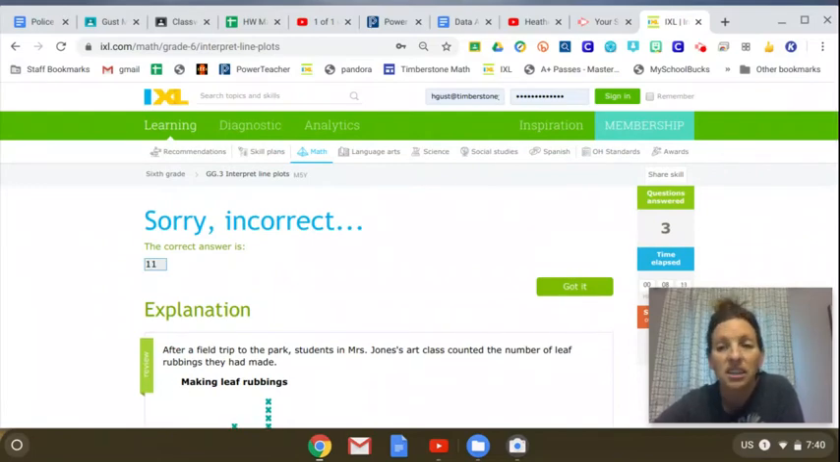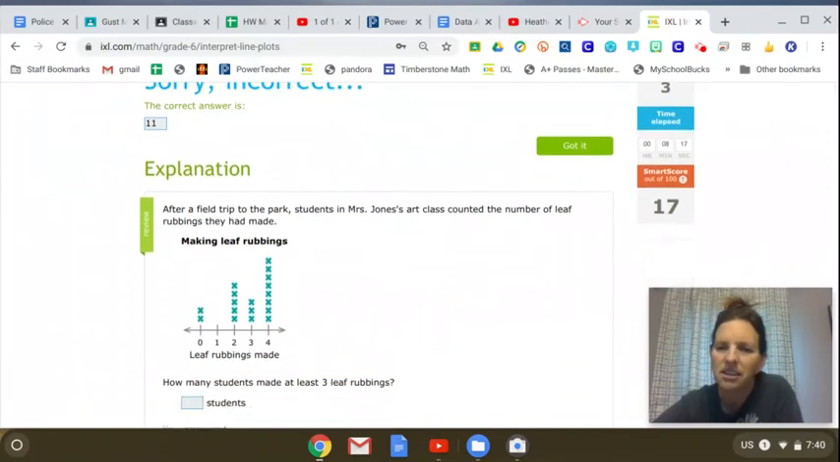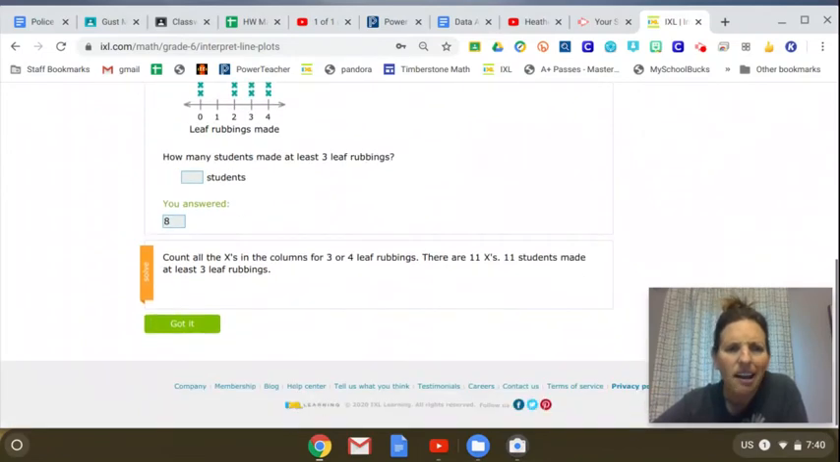Oh, so they're saying it was 11. So I'm thinking maybe that means we should have counted the 3. Let's see their explanation. So it says down here, count all of the x's in the 3 or 4, and that would make 11. So when it says at least 3, that means we should count the 3's as well. So let's click got it. And now we know for next time.